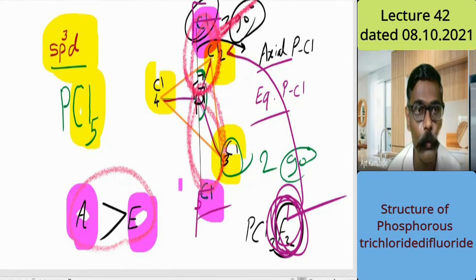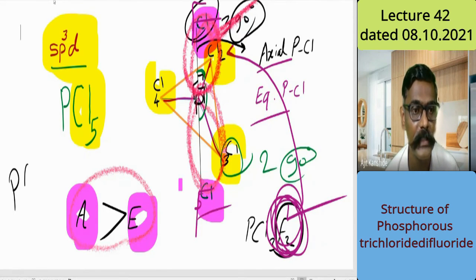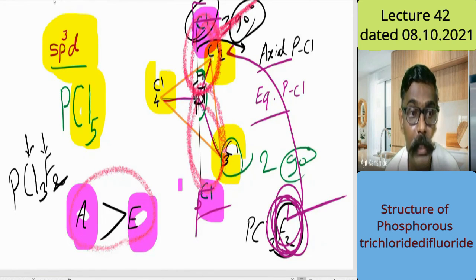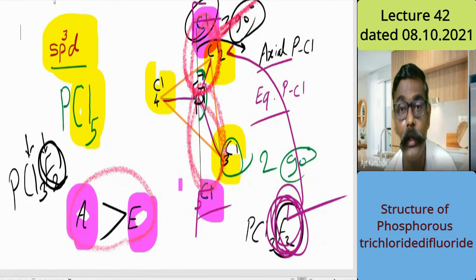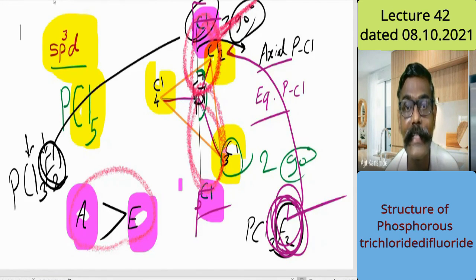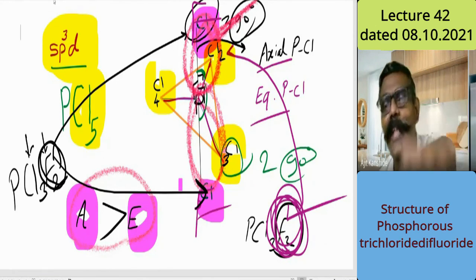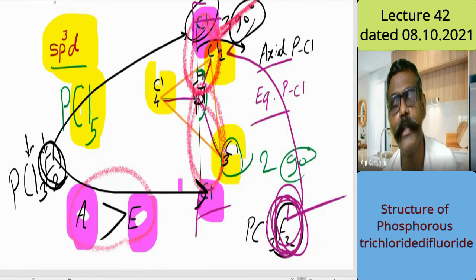The second example about which I discussed is phosphorus trichloride difluoride. Two different atoms are there, fluorine and chlorine. Bent's rule says fluorine will occupy that position where less S character is there, that is, the axial positions you can consider. The detailed explanation we will see next time.